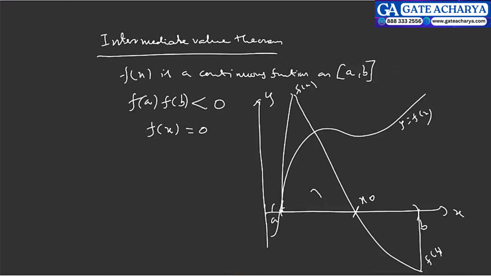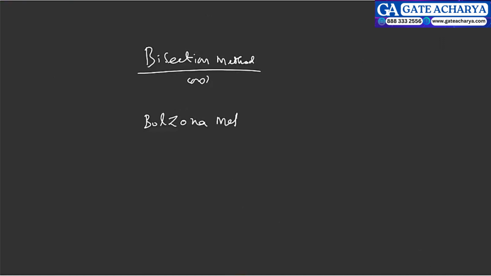Next, we find the solution of this. We find the value of x naught, that is, the solution of the given equation, using different methods. One of the methods is called the bisection method, or Bolzano method.